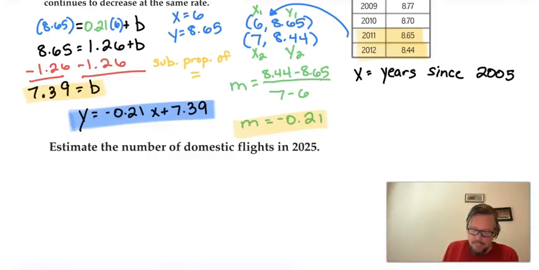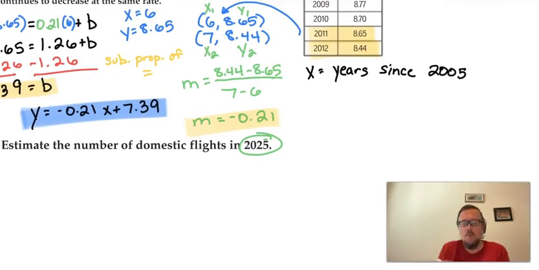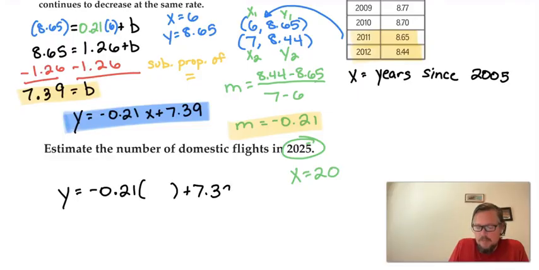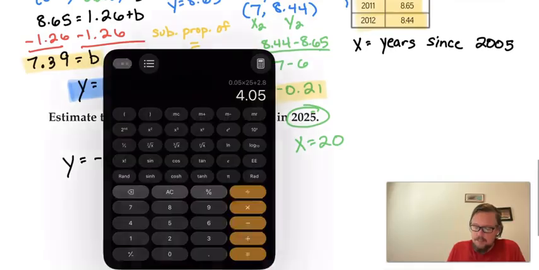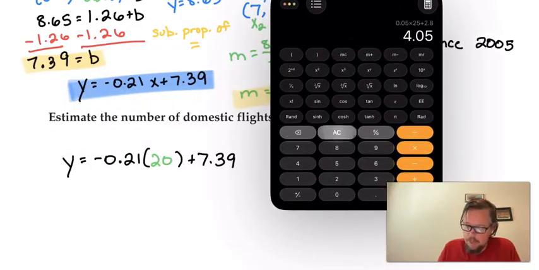Now, our x, as you will recall, is years since 2005. So 2025 is going to be an x value of 20. And so we're going to take our equation and do y equals negative 0.21 times 20 plus 7.39. Man, I don't know if I can do that without a calculator or not. Let's just say I could do it without a calculator for sure, but I don't want to show off.